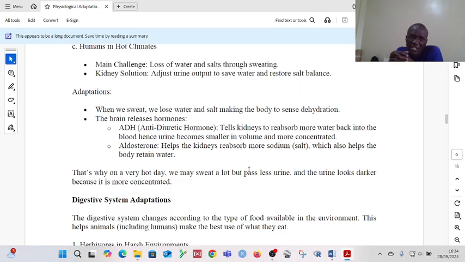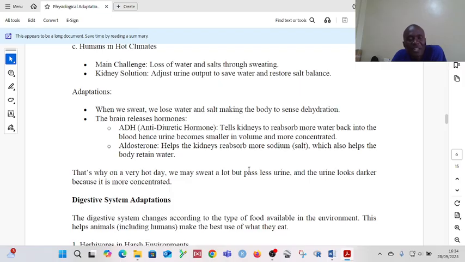So what happens to humans then in hot environments is that when we sweat, we lose water and salt. What that makes the body to sense is that the body then realizes that it is actually dehydrated. With that level of realization of dehydration, then our brain will release some hormones. One of the hormones that is released is the antidiuretic hormone. What the antidiuretic hormone does, it tells the kidneys to reabsorb more water back into the blood.